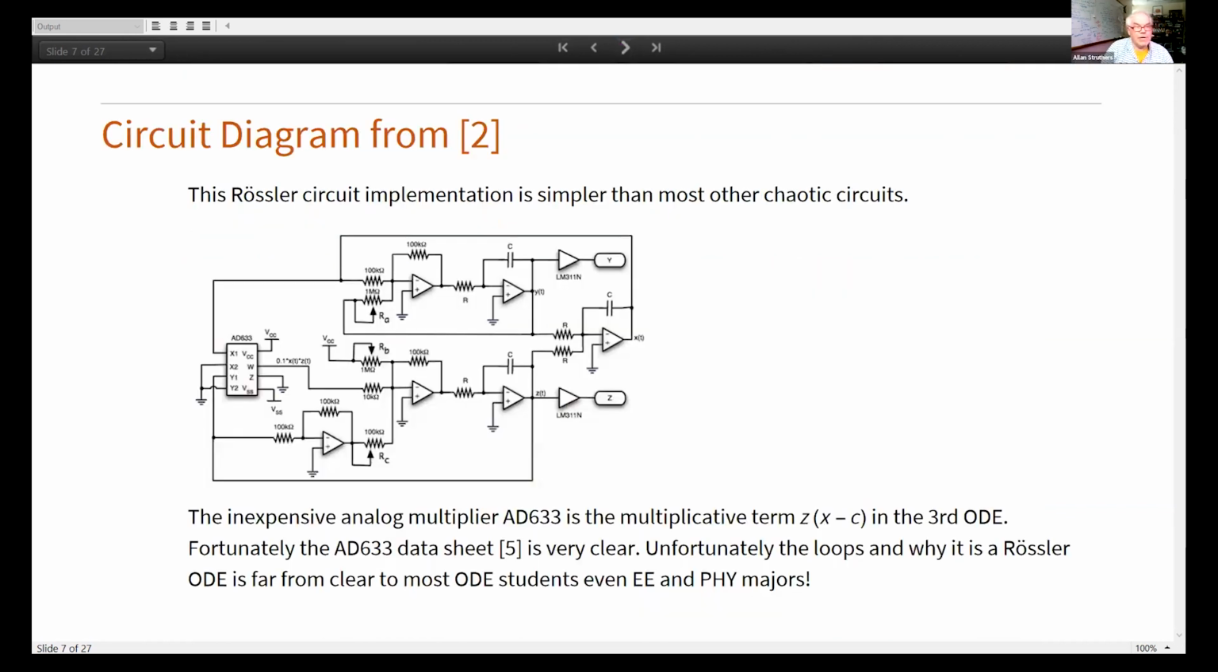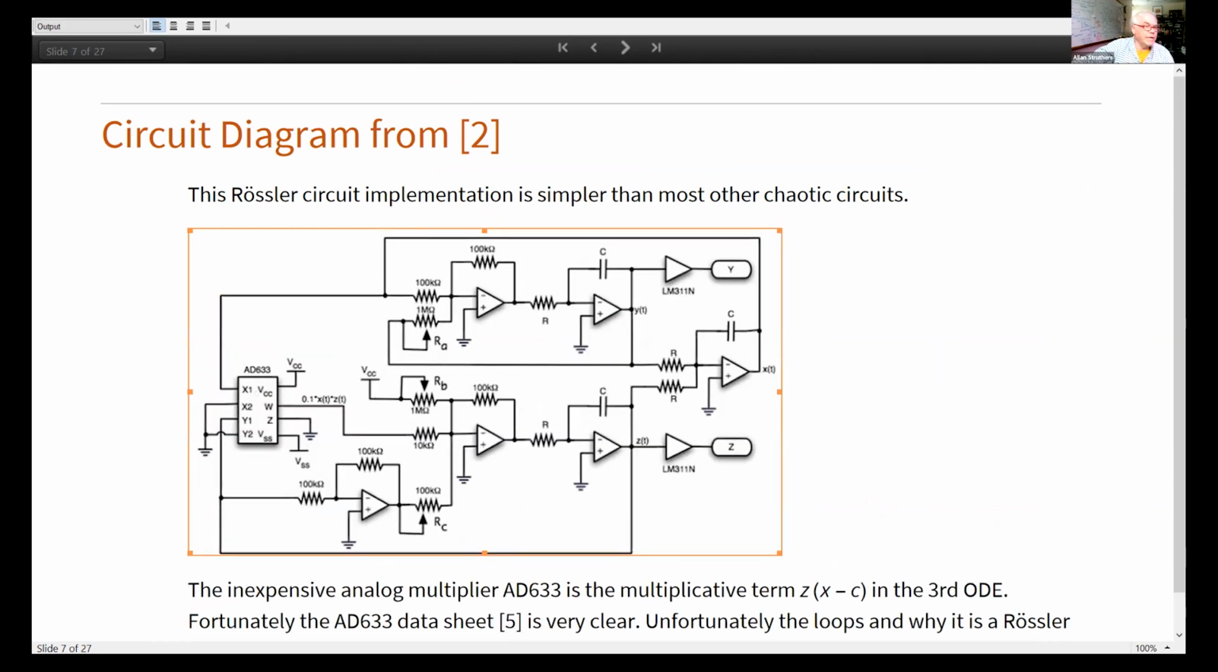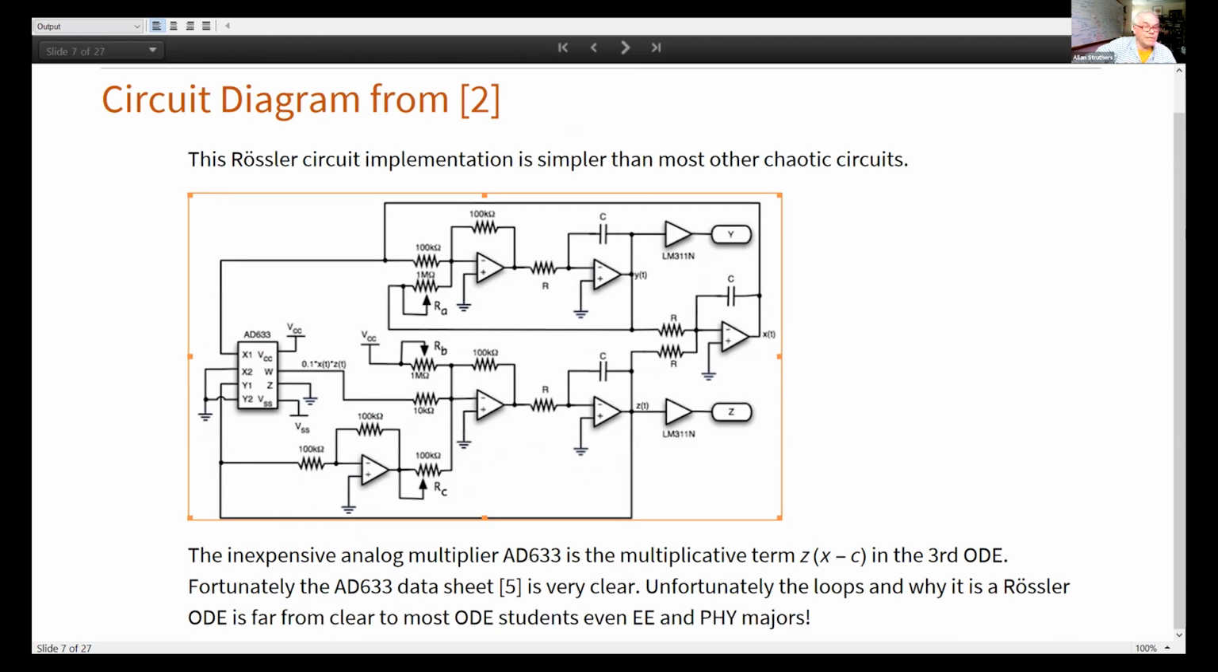There is a block diagram that's taken from reference 2, and I'm going to make this bigger. There we go. Features in here a little thing that says AD633, and that is an analog multiplier that used to cost $2, during the middle of COVID cost $20, and now costs $2 again, which is some progress. And that inexpensive analog multiplier gives you the multiplicative term. And fortunately, it's incredibly clear what it does.